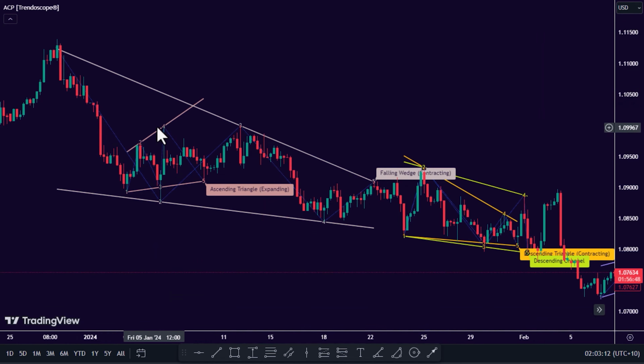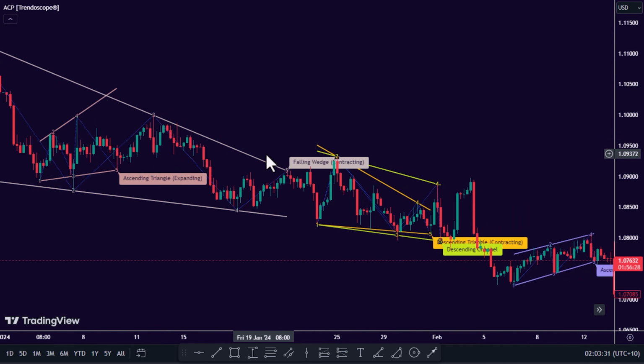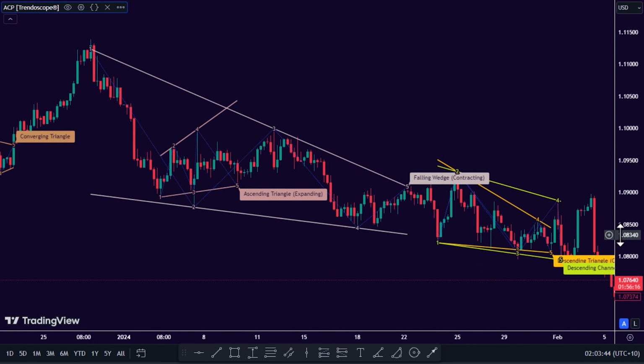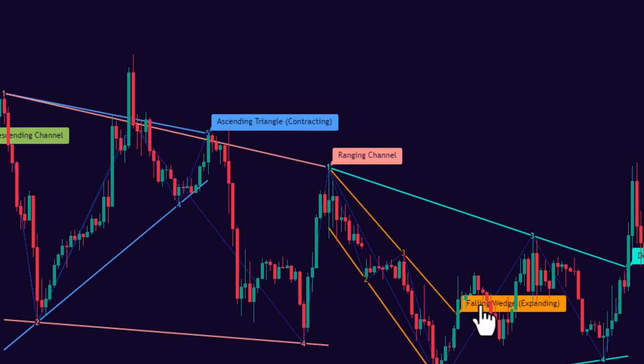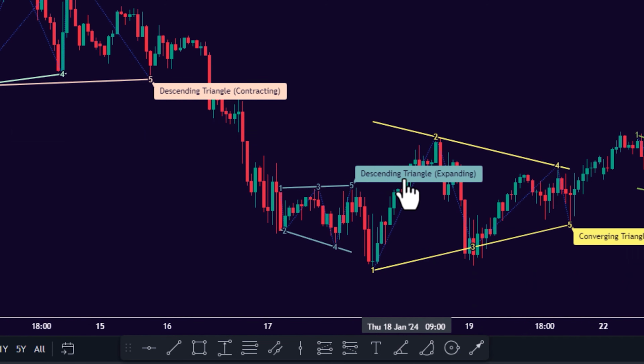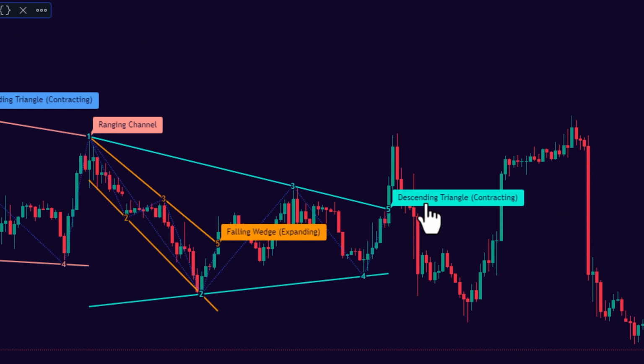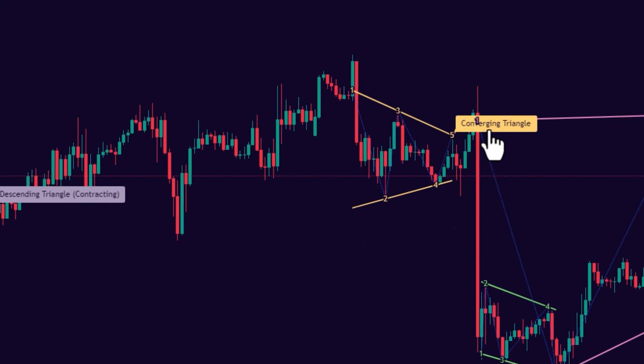To use the Auto Chart Patterns Trendoscope continuation trading strategy for the continuation of a downtrend, the market has to form continuous lower lows and lower highs. The lower lows are the impulsive wave, whereas the lower highs are the corrective moves. In this corrective move in a downtrend, this is the medium at which the Auto Chart Patterns Trendoscope Indicator will plot bearish continuation patterns on the price chart. Examples of these bearish chart patterns are descending downtrend channel, ranging channel, falling wedge expanding, falling descending triangle expanding, falling descending triangle contracting, converging triangle.